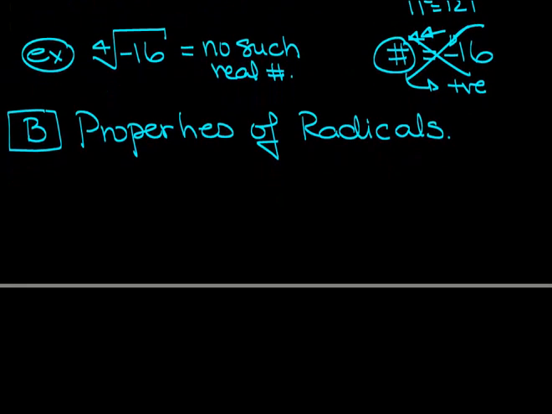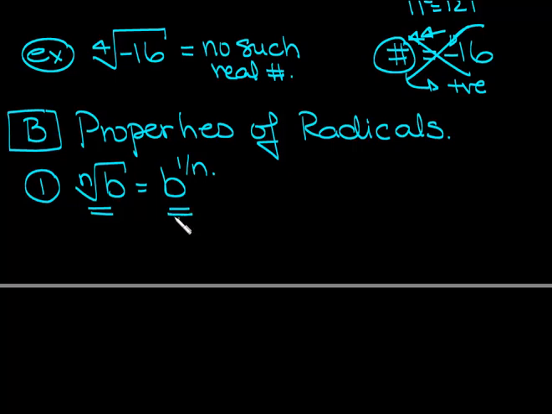Just like we had properties of exponential numbers and so on, we have some properties of radicals we need to deal with. The first thing is, I'm just going to give you that definition again. The nth root of b is the same thing as b raised to 1 over n. We need to understand that we can switch between a radical and an exponent. So that's an important thing.